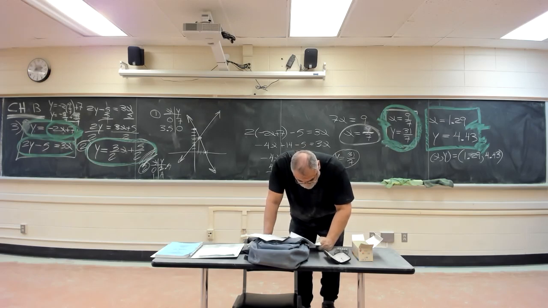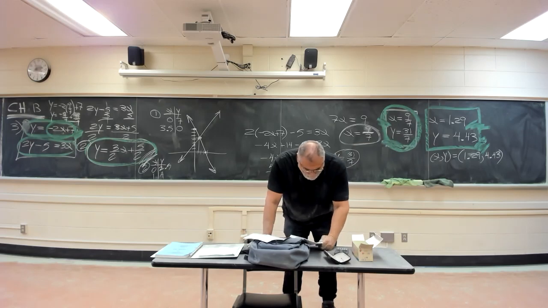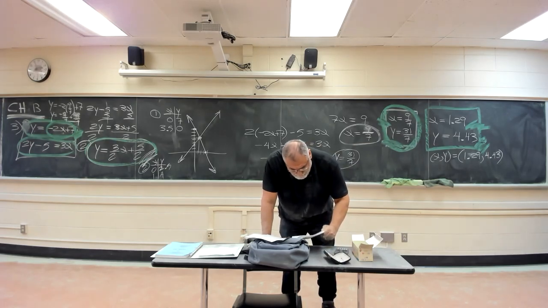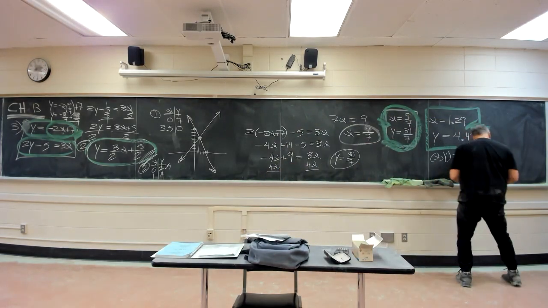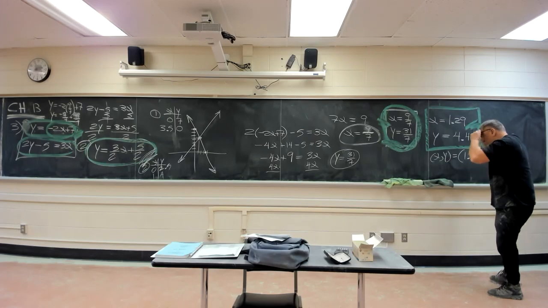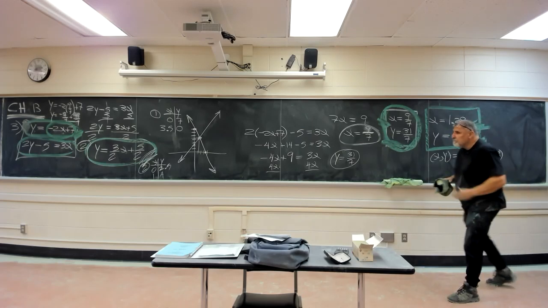Right. For number 3, x equals 1.29 and y equals 4.43. Absolutely. Sounds good. Keep going.